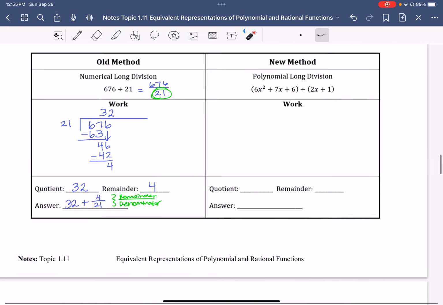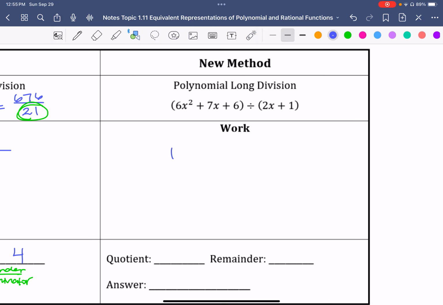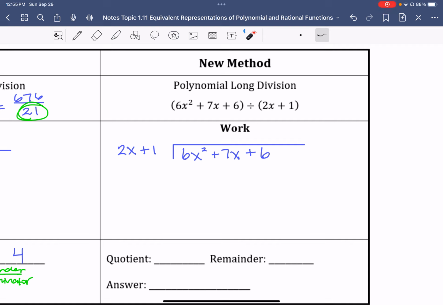Okay, now let's do the new method of polynomial long division. Okay, so the process is the same. You start off with doing your division, and you put the denominator on the outside, and on the inside, the numerator. Now you want to figure out what is the biggest term on the inside and the outside. On the outside, the biggest term is 2x, and on the inside, the biggest term, meaning it has the highest degree, is 6x squared. So I want to figure out 2x times what gives me 6x squared. I know that that has to be 3x. Okay, so I'm going to put a 3x at the top.